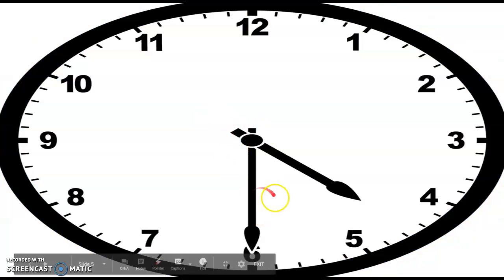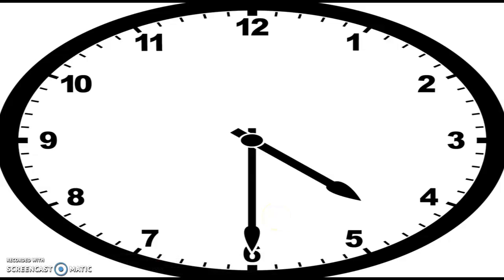Take a look at the next one. What time is this? Your hour hand, which is your shorthand, is between the 4 and the 5. So what time is it? 4. For what? 30. That's right. It is 4:30 or half past 4. Very good. Good job, my friends.